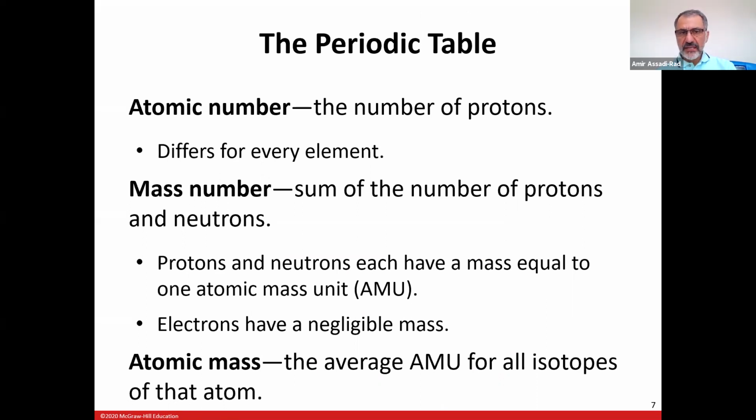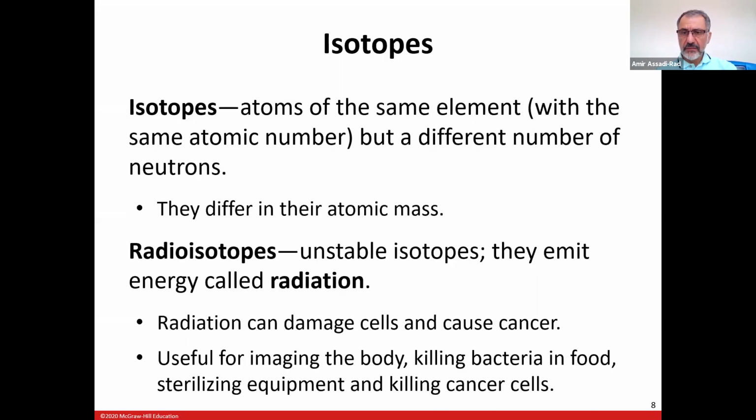Electrons have a negligible mass. They have a small mass. They're just like a cloud. There's not much there, but you will see they are very important in chemical bonding in a minute. Atomic mass is the average AMU for all isotopes of that atom.